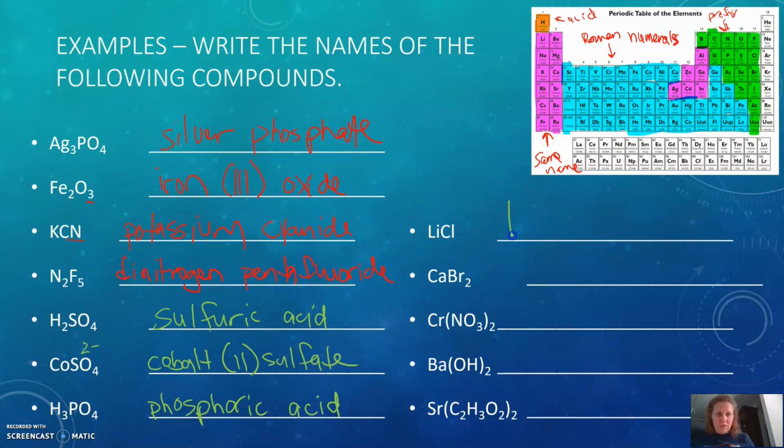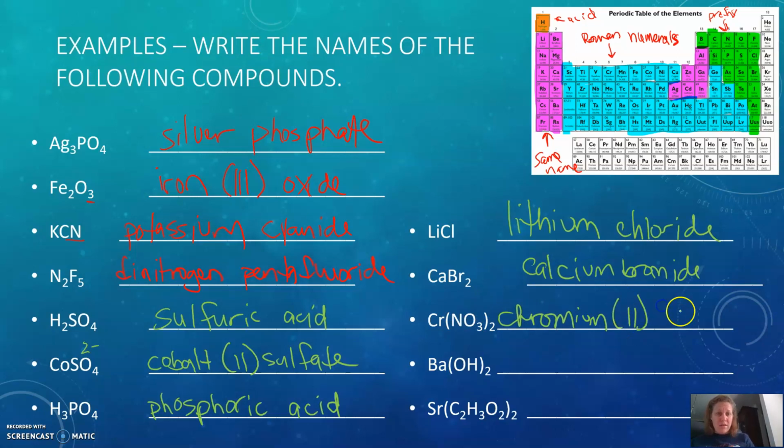LiCl, again, right there, it's just lithium chloride. CaBr2, calcium bromide. Chromium, Roman numerals. And there's parentheses and 2 outside, so that's just chromium 2. And then that's nitrate. BaOH, that's barium hydroxide. And then again, any parentheses are a dead giveaway. They're your polyatomic ions, and you just look at this.